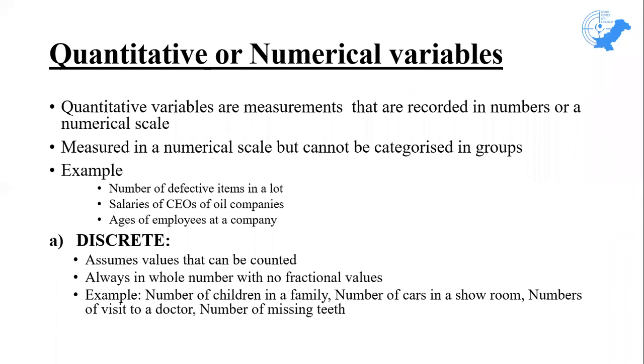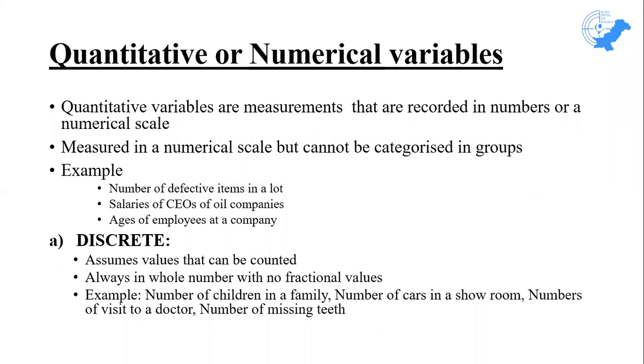It's further divided into discrete and continuous. When we are talking about discrete, we mean variables that can be counted, always in whole numbers with no fractional values. For example, number of children in a family. This can always be a discrete number. Either they are 3 children or 4 children. They can't be 3.5 children or 4.5 children. So it's always a whole number, and there are no fractional values. For example, number of cars in a showroom, number of visits to a doctor, number of missing teeth.